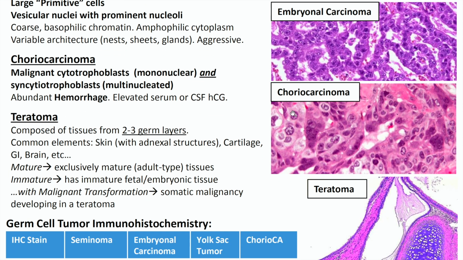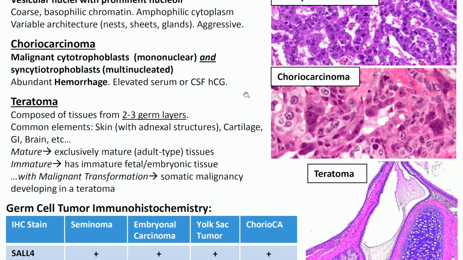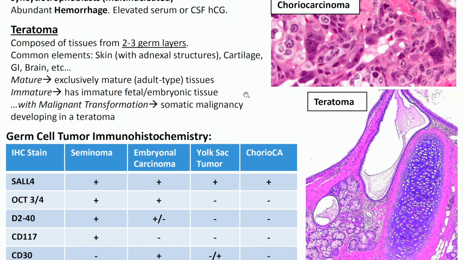Choriocarcinoma, so this is composed of malignant cytotrophoblasts, or mononuclear, and syncytiotrophoblasts, or multinucleated cells, with abundant hemorrhage, elevated serum or CSF HCG. And next up, we've got teratoma.